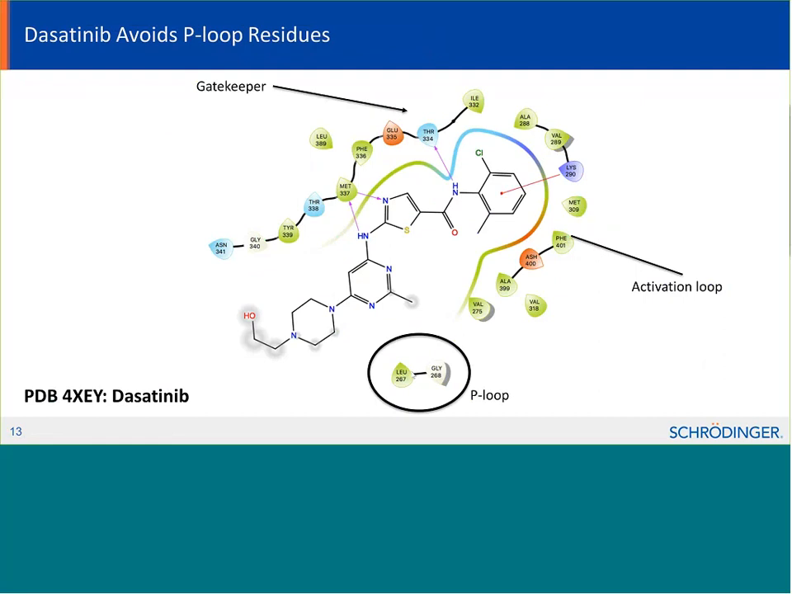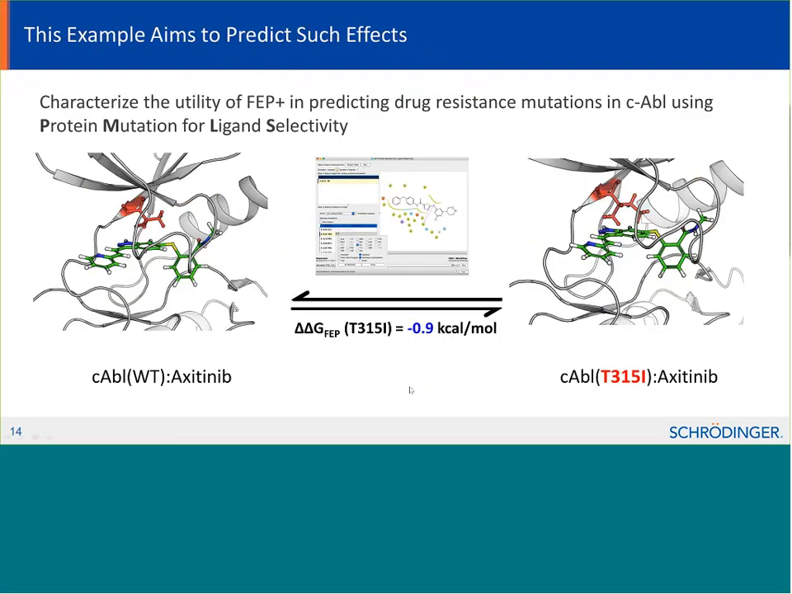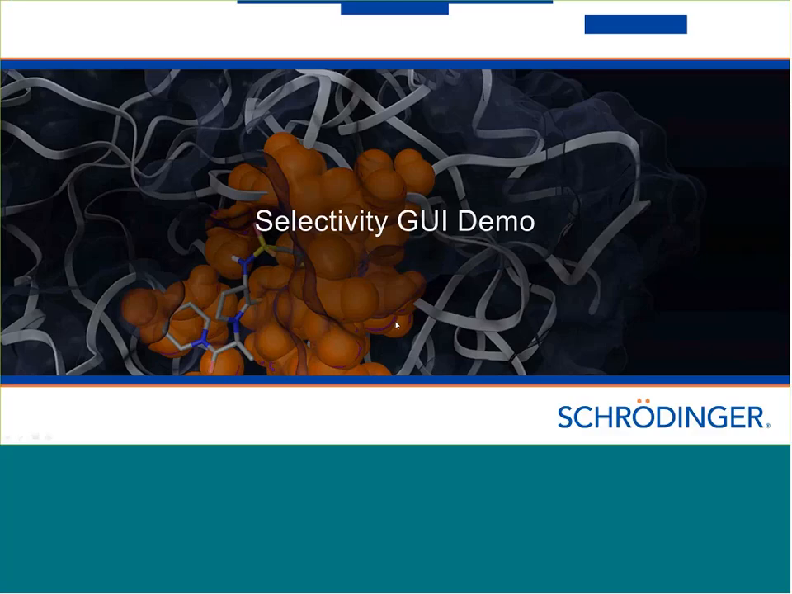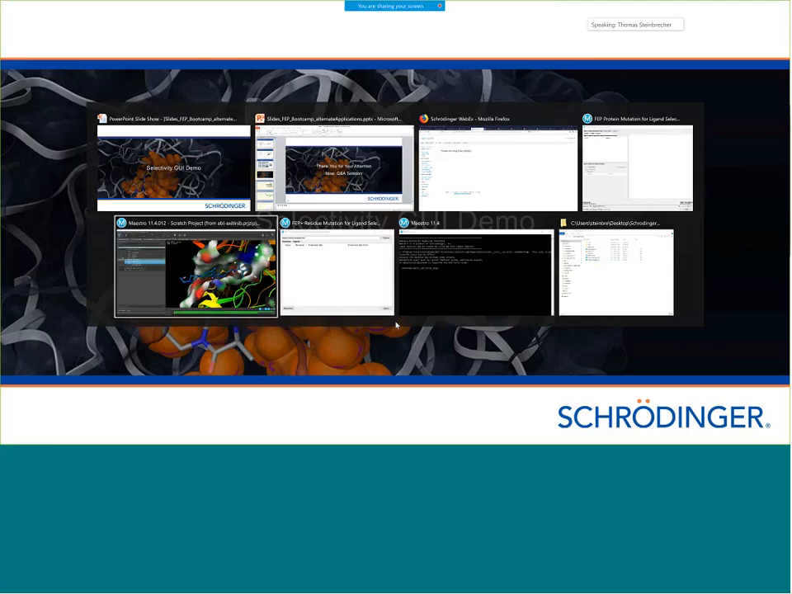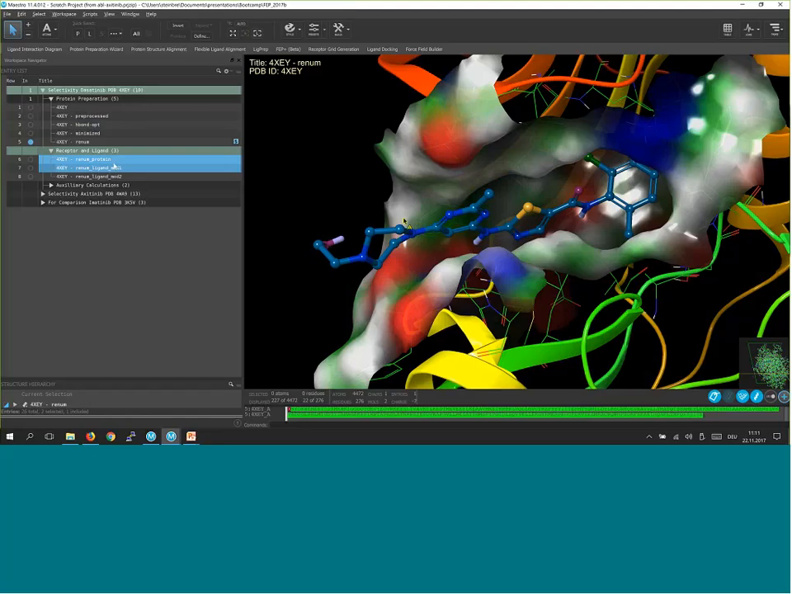Of course, ideally, we'd go away from such a qualitative picture and would be able to use FEP+ to quantitatively predict the effect of such resistance mutation in the protein on the various ligands that are bound to it. And that is exactly what we're trying to do. And for that, I will briefly swap to our Maestro interface to demo our ligand selectivity GUI, and I've prepared a little example project here.